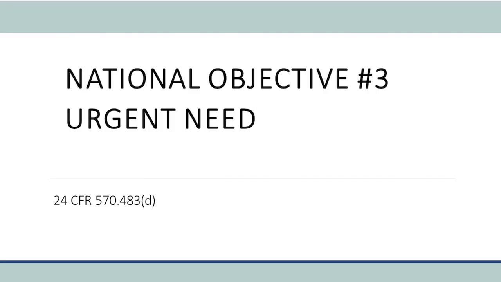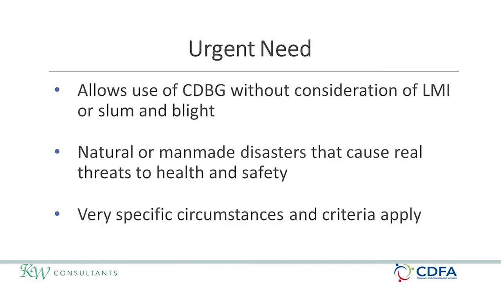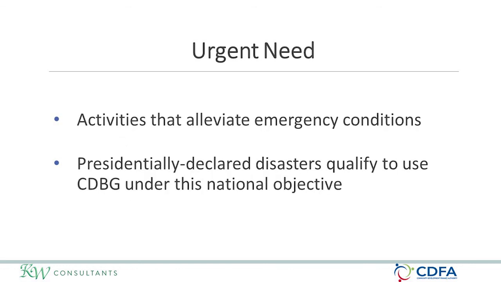The final national objective is urgent need. This is the most rarely used national objective in the CDBG program. This allows the use of CDBG without consideration of low to moderate income benefit or slum and blight. It's typically man-made or natural disasters that are causing threats to the health and safety of the community. And there are very specific statutory and regulatory requirements that must be met in order to use the urgent need national objective. The activities must alleviate emergency conditions. Typically, this is used when there has been a presidentially declared disaster that qualifies the use of this CDBG.